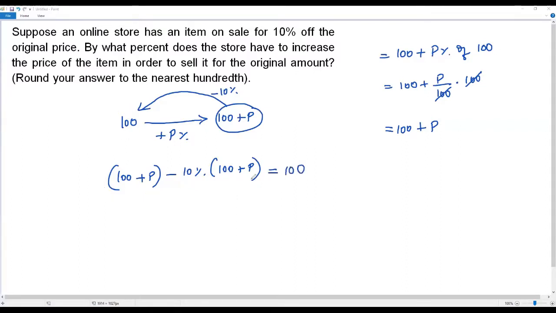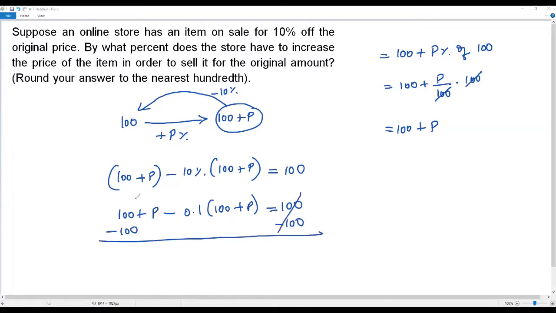Now we have to solve for P in this equation. Let's remove the first parenthesis: 100 plus P, negative, this 10% can be converted to decimal, that is 0.1 times 100 plus P, equals 100. Now we find 100 on both the left side and right side of the equation, so we can subtract 100 from both sides to get rid of the 100 over here. I'm getting P. When I distribute this negative 0.1 to 100, I'm getting negative 10. Negative 0.1 times P is negative 0.1P, equals, we have 0 on the right side.